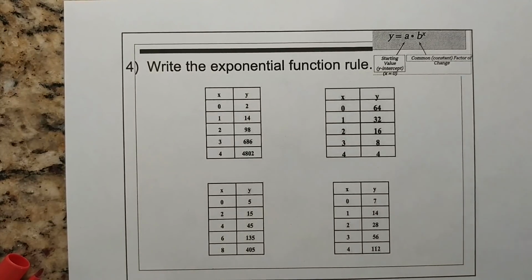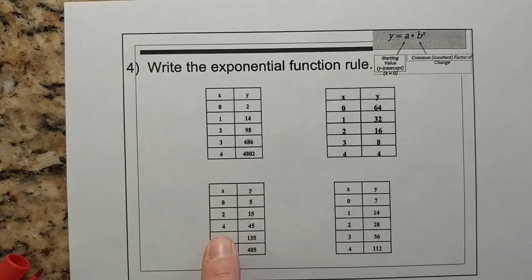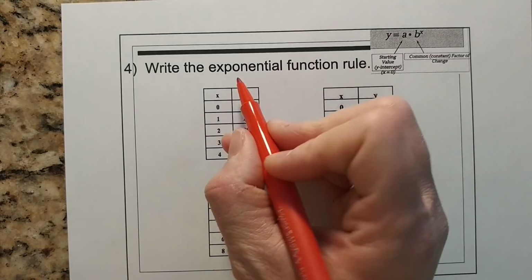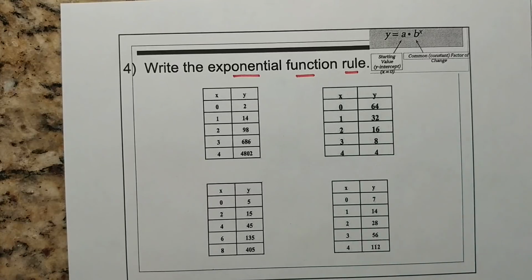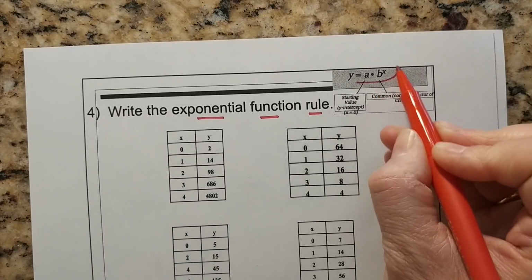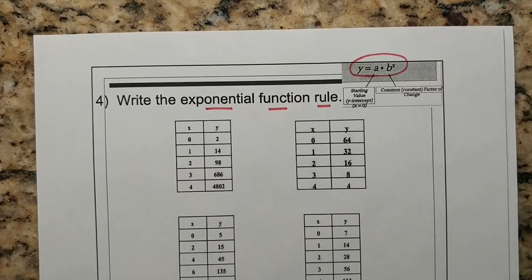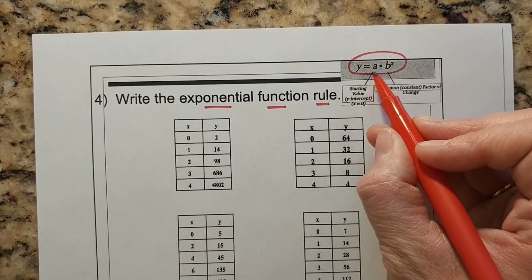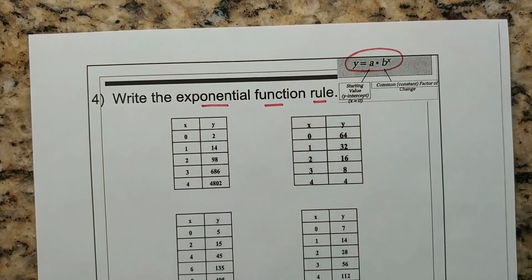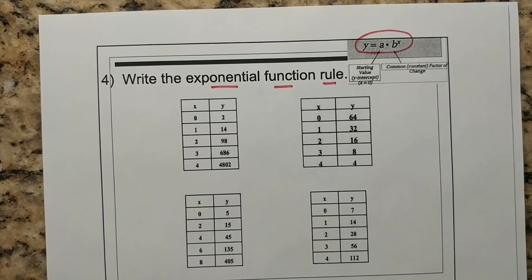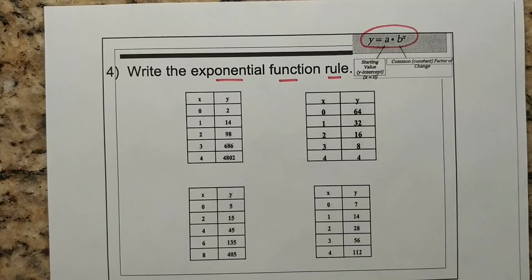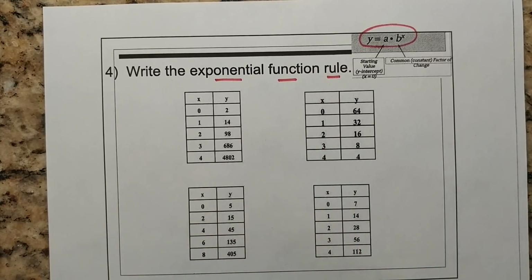Here in example number 4, you see that I have 4 tables. And I'm asking you to write the exponential function rule for each table. And remember that looks like this: y equals a times b to the power of x. Remember, a is our starting value, our y-intercept, and b is our factor of change. So maybe you want to pause the video and try to write the function rule for each table.